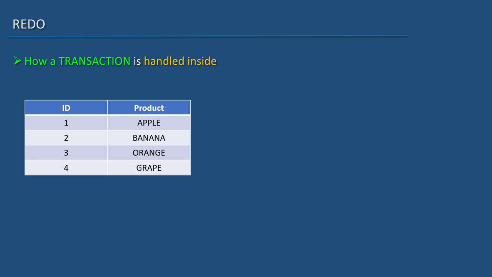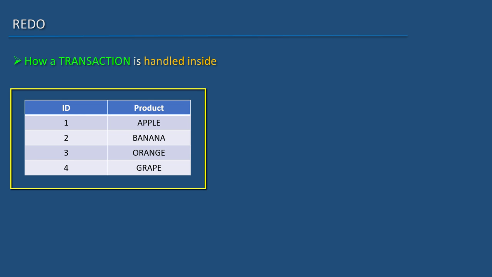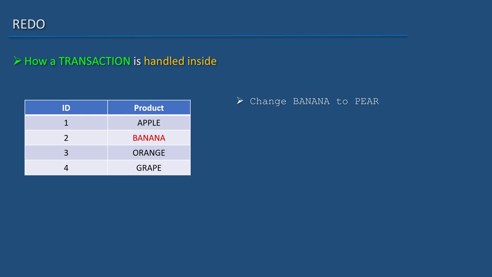Let us see how a transaction is handled inside the database. This is a complex process, but I've tried my best to simplify it. Let's just say I have a table like this. Now I change the value of banana to pear using an update statement.